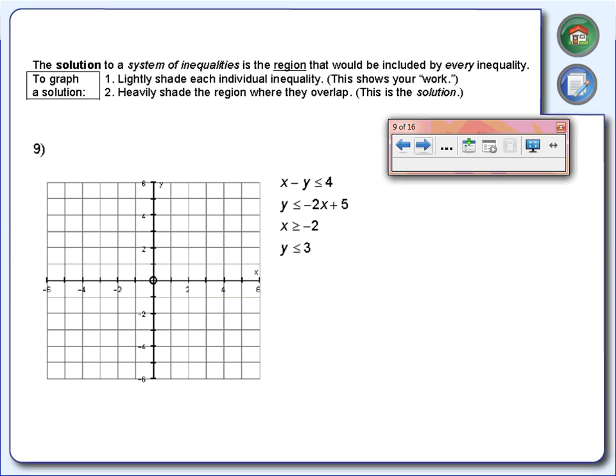All right, number 9 has 4 inequalities. I'm going to let you give this one a shot on your own. I want you to graph all 4 of these, and then we're going to darken in where all 4 would overlap each other.